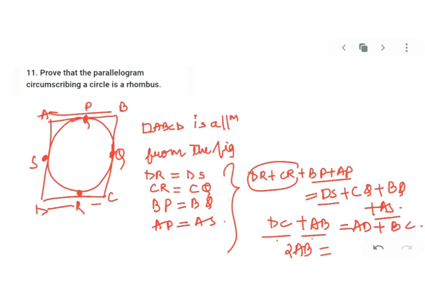And on the right hand side, instead of your AD, can I write BC? Because AD and BC are equal, opposite sides of a parallelogram. So that will be 2BC. So 2 cut, hence we will say that AB is equal to BC. And once you have proved that the adjacent sides are equal, you can say that it satisfies the property of a rhombus. Hence it is a rhombus.